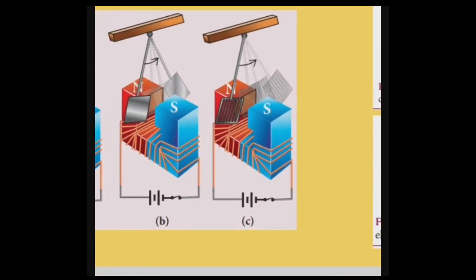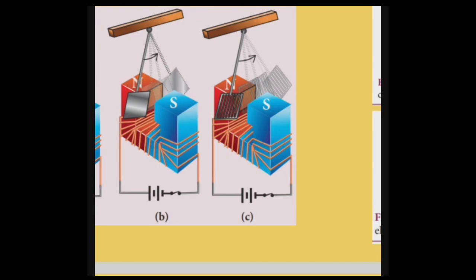Third one, if some slots or cuts are made in the disc, the eddy currents are reduced, and the pendulum now executes several oscillations before coming to rest. So this clearly demonstrates the production of eddy currents in the disc of the pendulum.